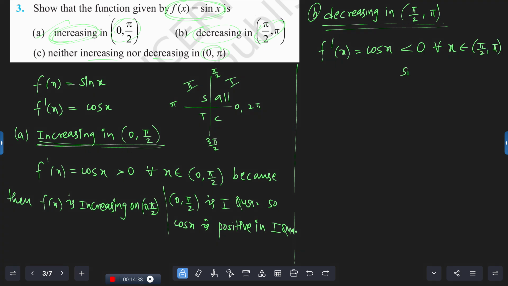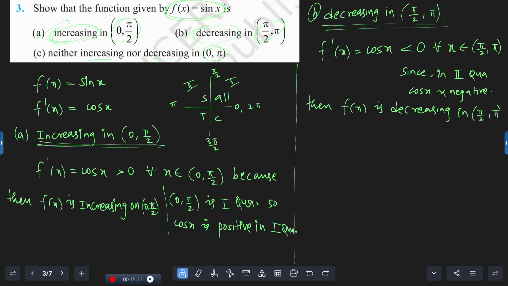In the reason you write: in the second quadrant, cos x is negative. Enough, this is the reason. Later, after that, f of x is decreasing in the open interval pi by 2 comma pi. That's it.